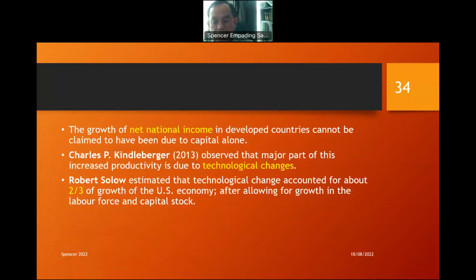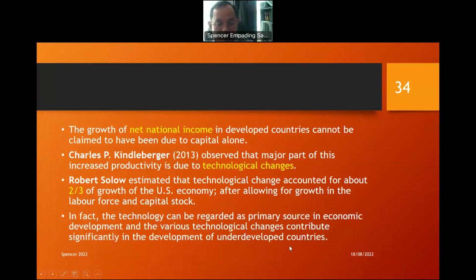after allowing for growth in the labor force and also capital stocks. In other words, even if they have growth in capital stock and labor force, that will also increase the growth in the economy. But with technology, they can achieve even more. So 2/3 of the growth is accounted for by technology.